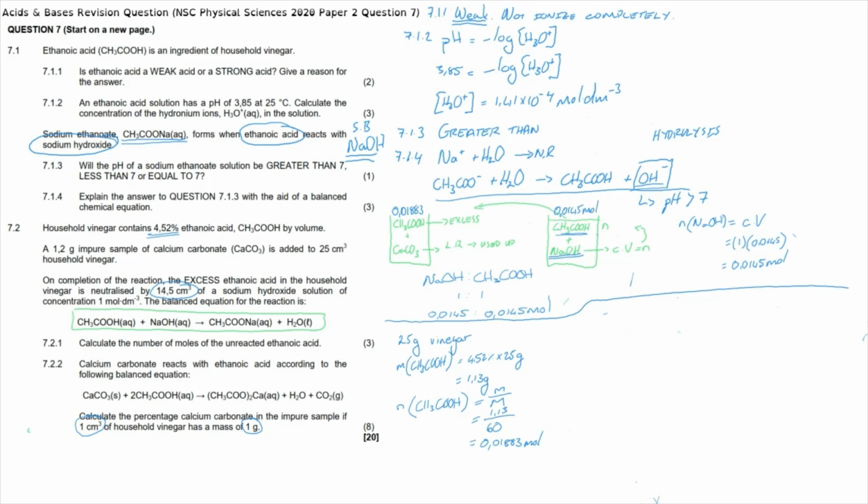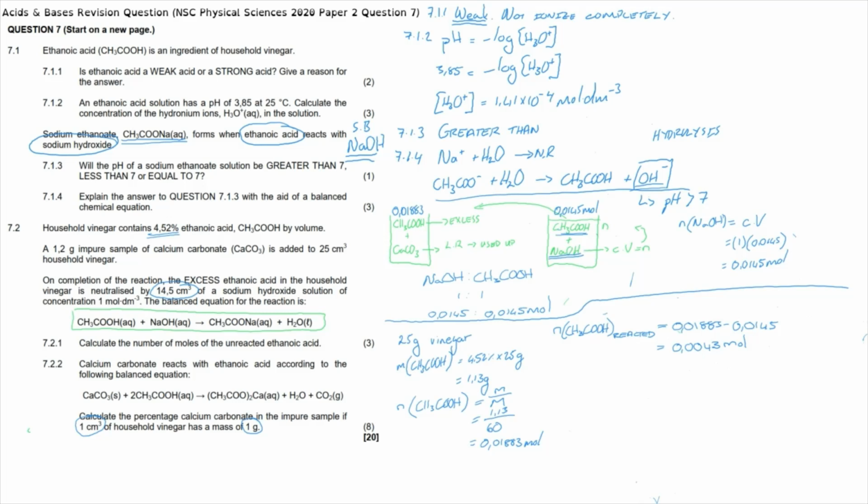What that tells us then is that we can calculate the number of moles of ethanoic acid that reacted, because if we know how much we started with and how much we ended with, we can say the number of moles that reacted is the starting amount, 0.01883, minus the end amount, 0.0145. And if we use the unrounded numbers, we find that that is an amount that reacted of 0.0043 moles.